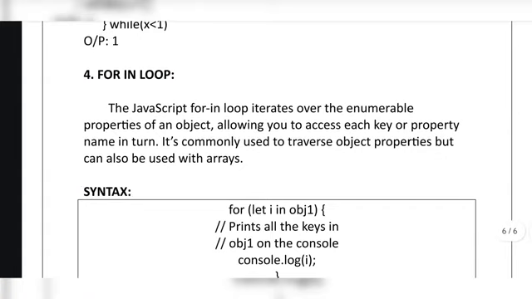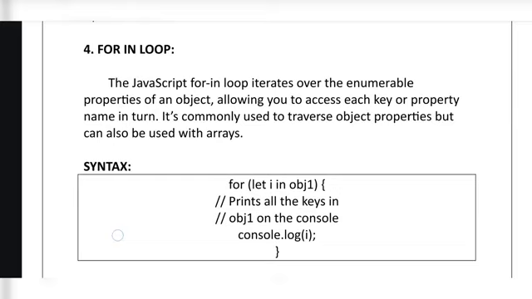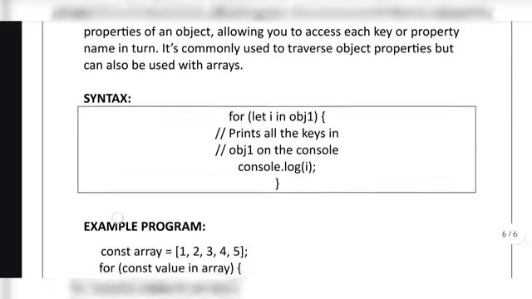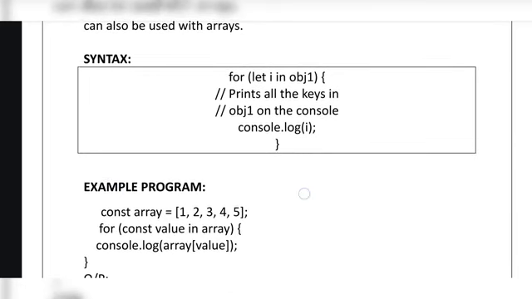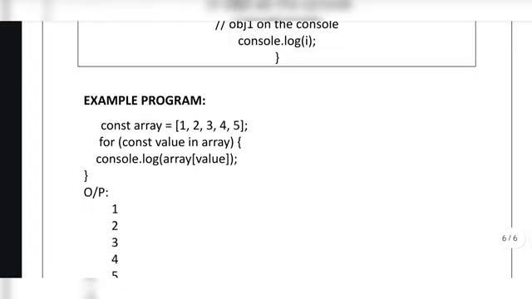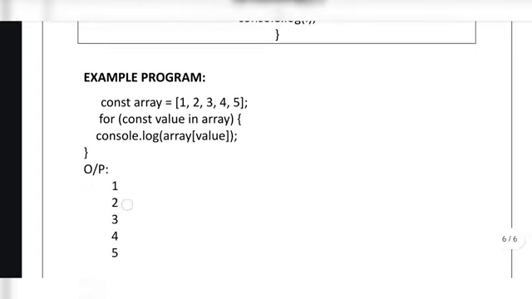Then we come to the fourth and last loop, the for in loop. The JavaScript for in loop iterates over the enumerable properties of an object, allowing you to access each key or property name in turn. It is commonly used to traverse object properties, but can also be used with arrays. Syntax: for (let i in object1) { console.log(i) } prints all the keys in the object. The console log means print in JavaScript.